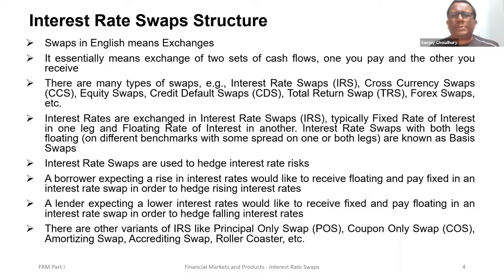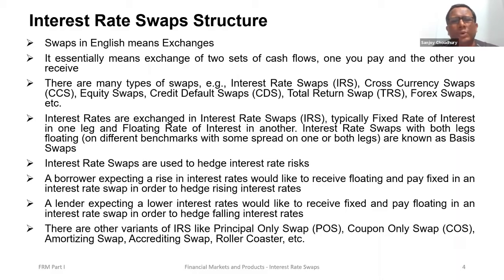And there are many types of swaps. For example, interest rate swaps, cross-currency swaps, equity swaps, credit default swaps, total return swaps, forex swaps, etc. Today we'll be focusing mostly on interest rate swaps. So interest rate swaps are exchanges of interest, typically a fixed rate of interest in one leg and a floating rate of interest in another.